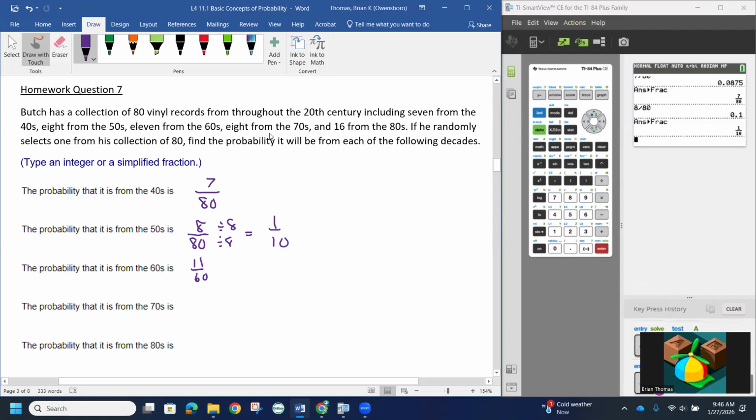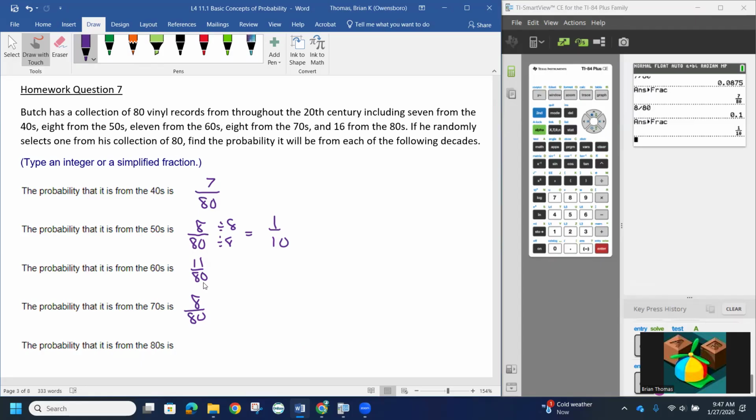The 70s again is 8 from the 70s. So again, we're back to this 8 out of 80. Why did I put a 60 there? That should be 11 out of 80, not 60. Thanks for catching that. So 11 out of 80, but still 11 out of 80 is not going to reduce. Sorry about that. Now back to the 70s.